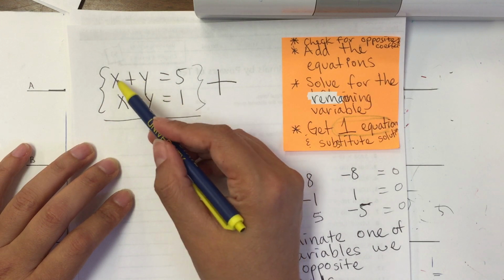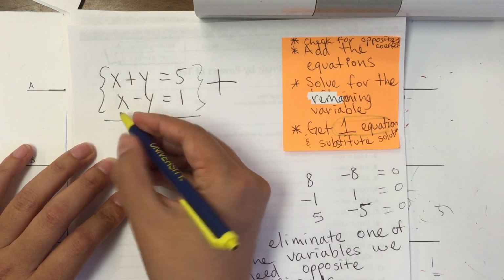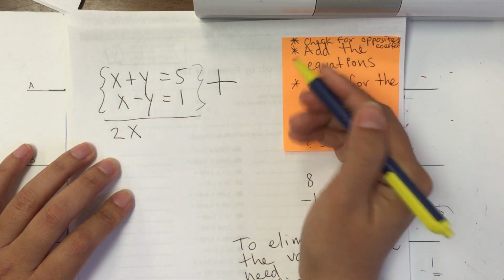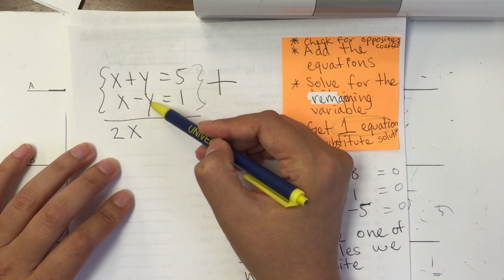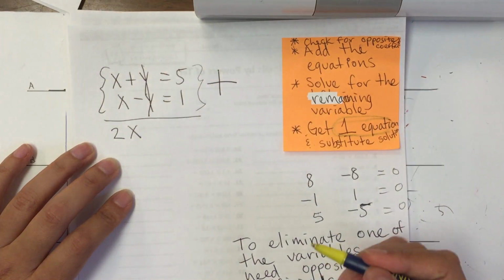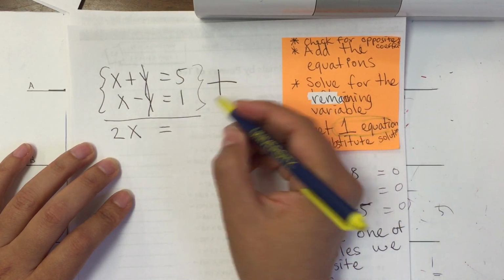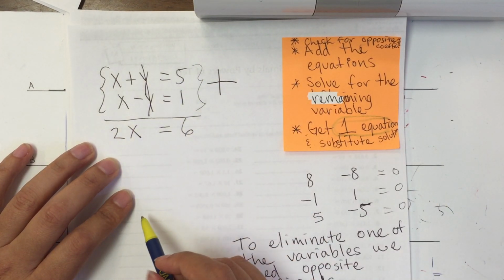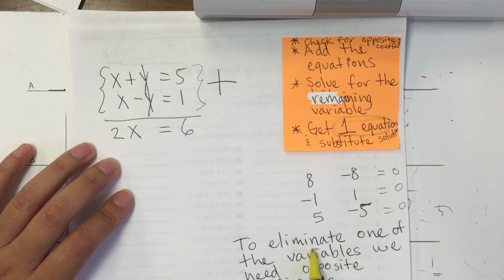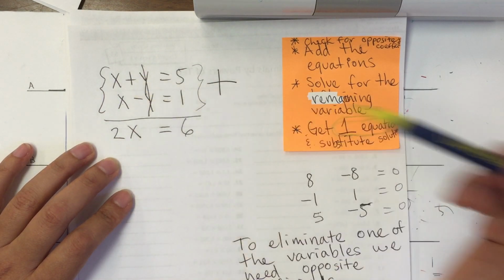We start with x plus x, 2x. y minus y, 0. That's why they cancel. Equals 5 plus 1, 6. See, you were able to eliminate one of the variables because we had opposite coefficients.